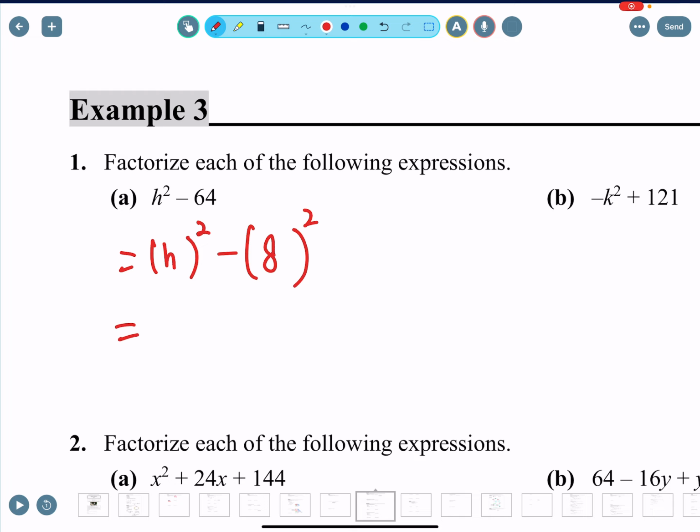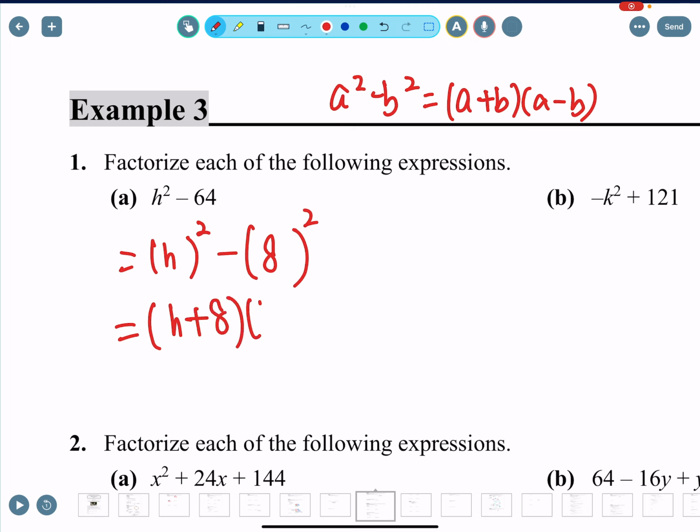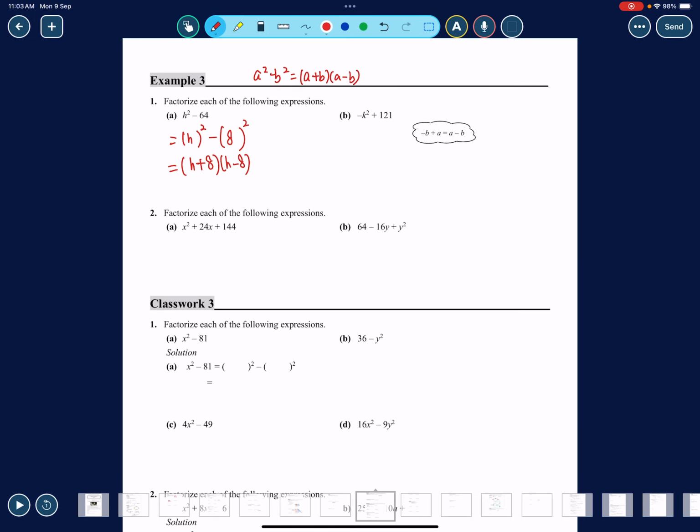Now once you have a squared minus b squared, you're supposed to memorize this, but I'm sure you forgot it. It's actually (a plus b)(a minus b). So what does that mean? a currently is h now, so you're going to have h plus b, where b is 8: h plus 8, h minus 8. So this is the difference of two squares.